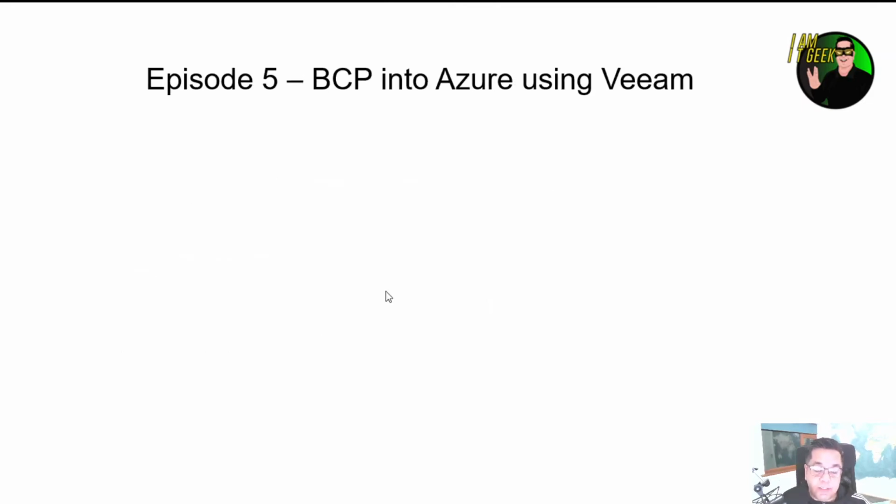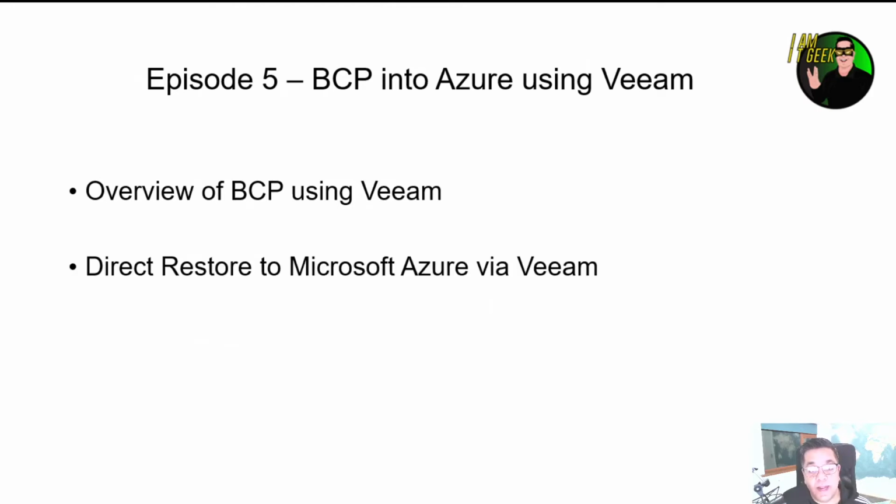So just to give an explanation into what I'll be discussing in this video. As I mentioned, it's business continuity into Azure using Veeam. So I'll do a bit of an overview of what that actually means. Not just the Azure part, but also from a Veeam perspective, what other services and products do they have to do with BCP.